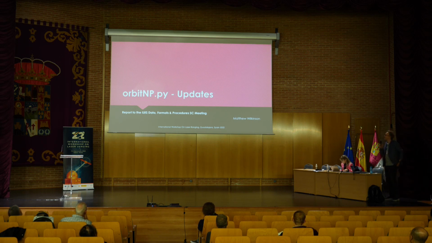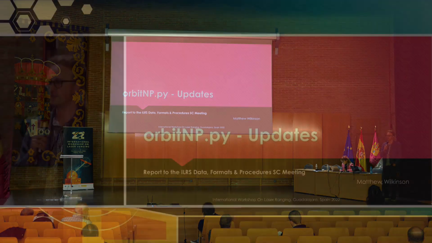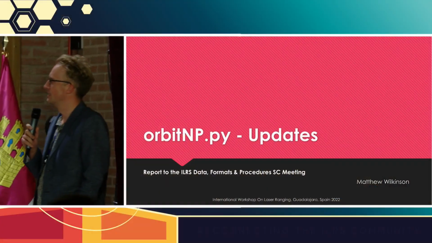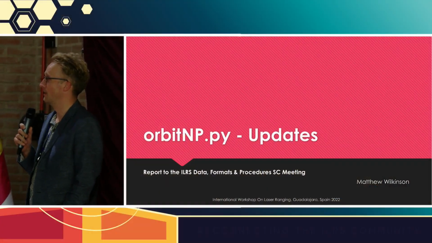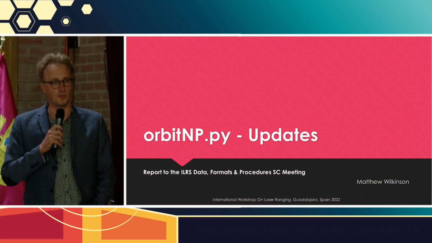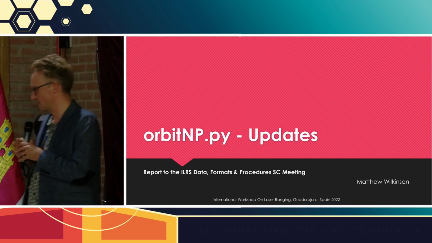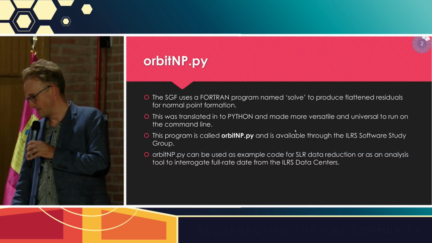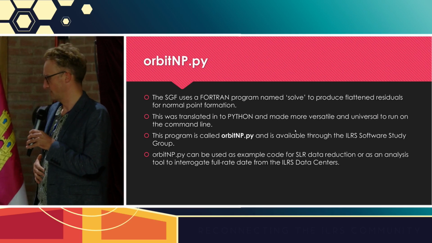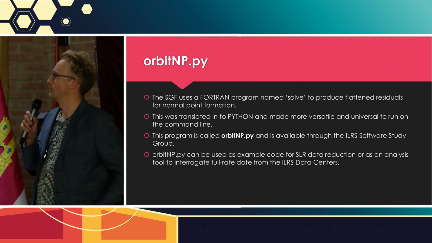Hello. So this is an update, but I will talk about this software in case you don't know what it is and what it does. Hopefully some of you have tried using it. It's called Orbit NP, and it generates normal points from satellite laser ranges. Christian asked me to give some updates, so I'll get you up to date with the latest versions.